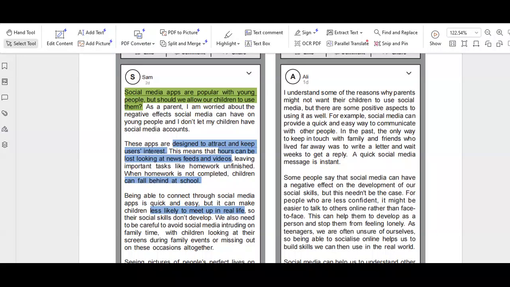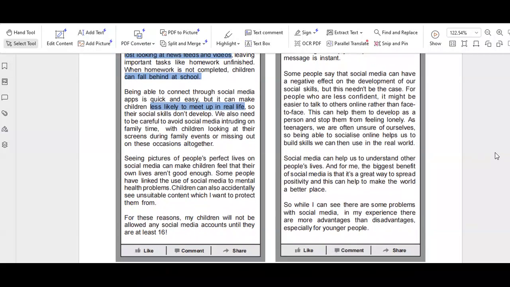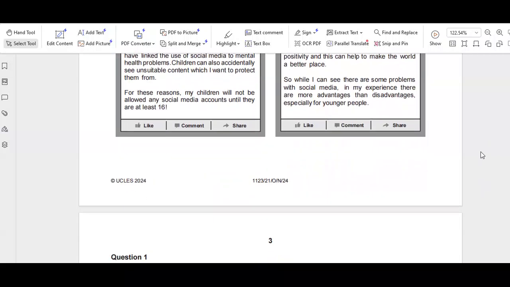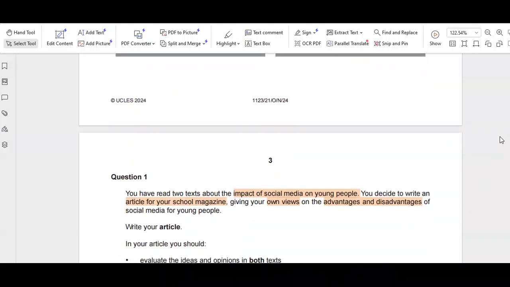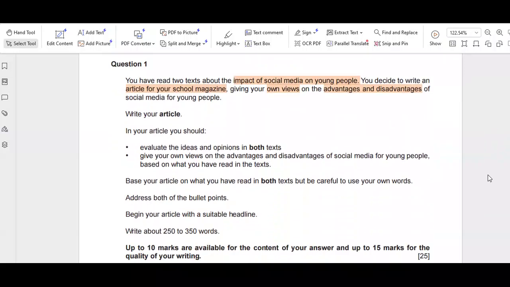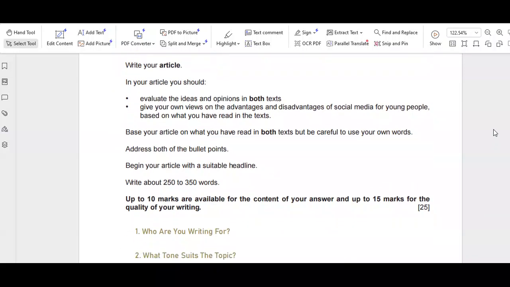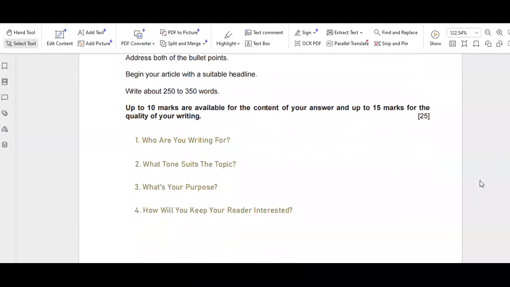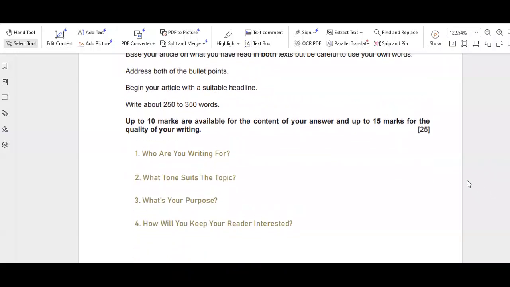So the rule of three is a writing principle suggesting that ideas or examples presented in groups of three are more engaging, memorable, and effective. In persuasive or balanced writing, like an article, this helps to create rhythm, express clarity, and show balance between the points.